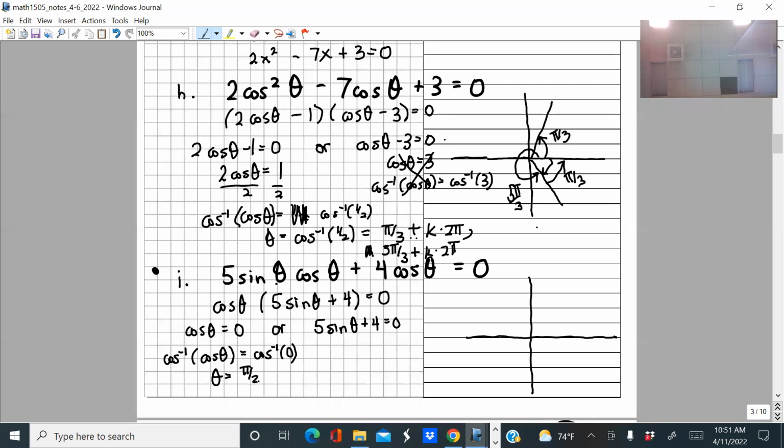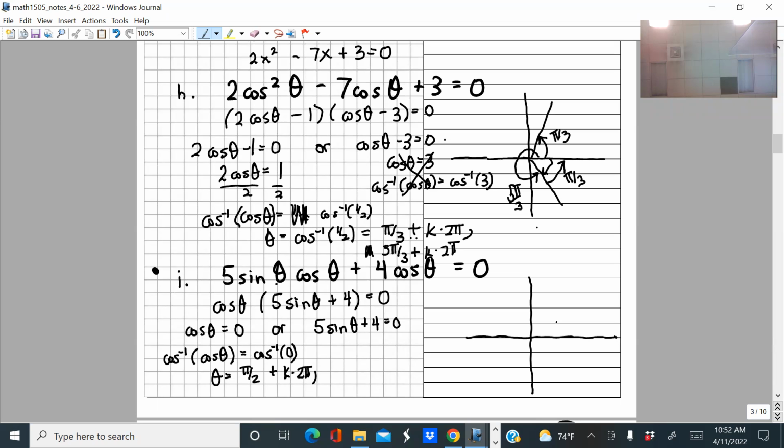Okay, so there's one solution, pi over 2, and then add on your multiples of 2 pi. Now, this being cosine, however, we have to find the second basic solution. So what's the other angle between 0 and 2 pi whose cosine is 0? 3 pi over 2. The other one is 3 pi over 2, right?